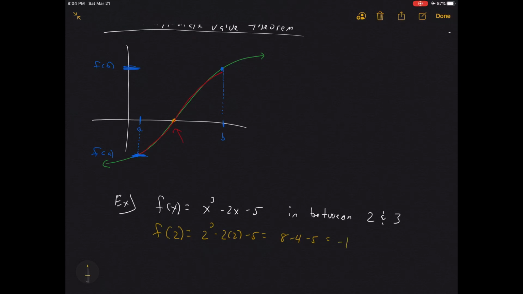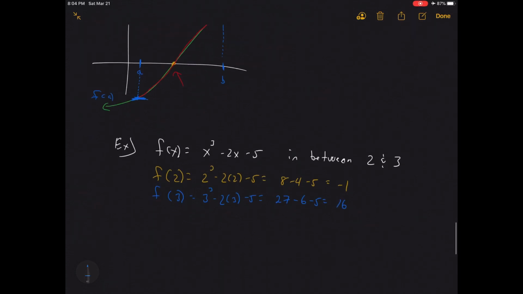Minus 5 more is negative 1. So that's a negative value when I plug 2 in. Now if I plug in 3, I'm hoping this is positive. So I'm going to get 3 cubed minus 2 times 3 minus 5. 3 cubed is 27. 2 times 3 is 6, minus 5. So 27 minus 6 is 21, minus 5 more is 16.